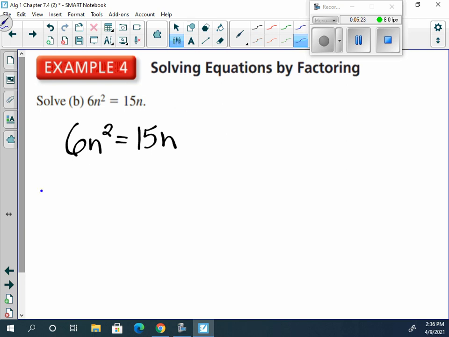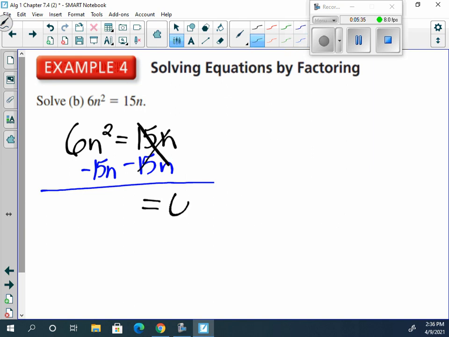So what we need to do first is subtract 15n from both sides. Now our 15n minus 15n will become 0. Now is 6n squared and 15n like terms? Well, no, because we have n squared and n. They're not like terms. So it'll just be 6n squared minus 15n.